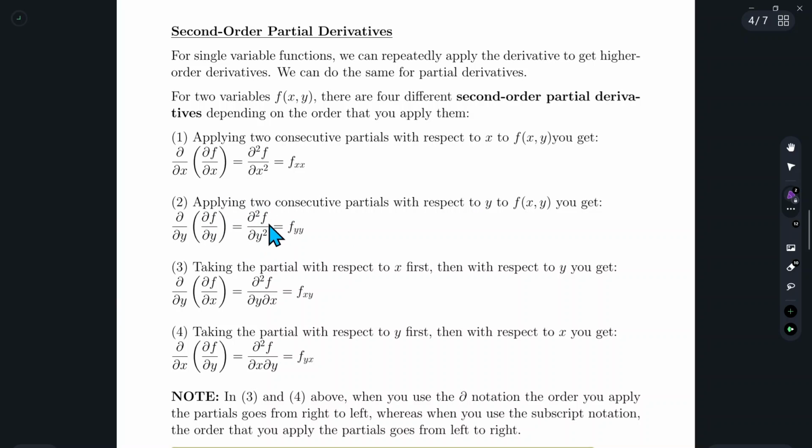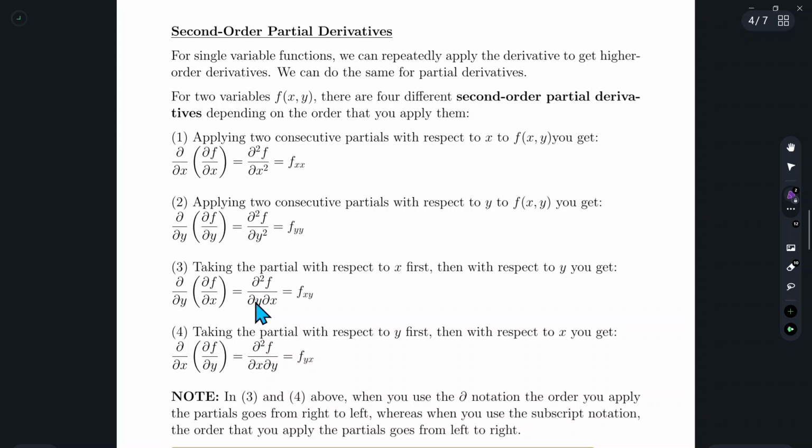So the one you want to be careful about is the mixed partial derivative. So if you take the partial with respect to x first and then with respect to y, then this is the notation here. So when you write the notation like this, you work inside out, right? So basically you read from right to left. So this means the partial with respect to x first and then with respect to y, right? So here from right to left, with respect to x first and then with respect to y.